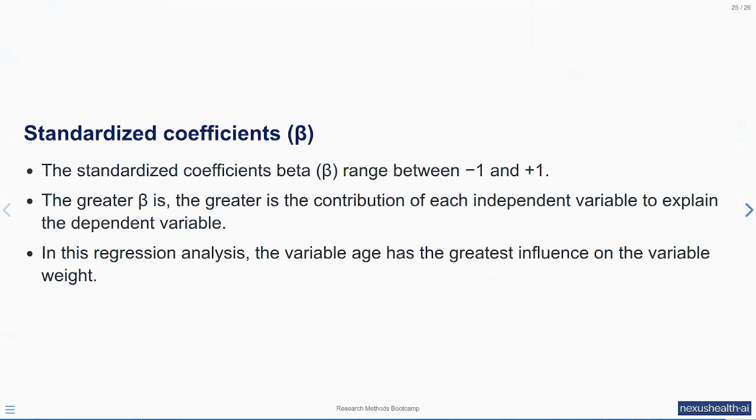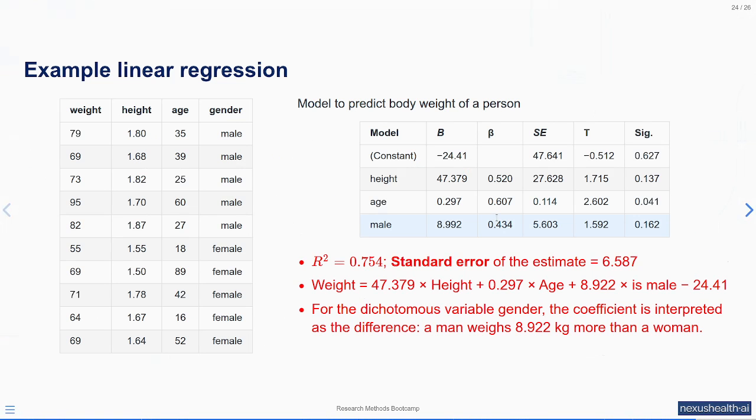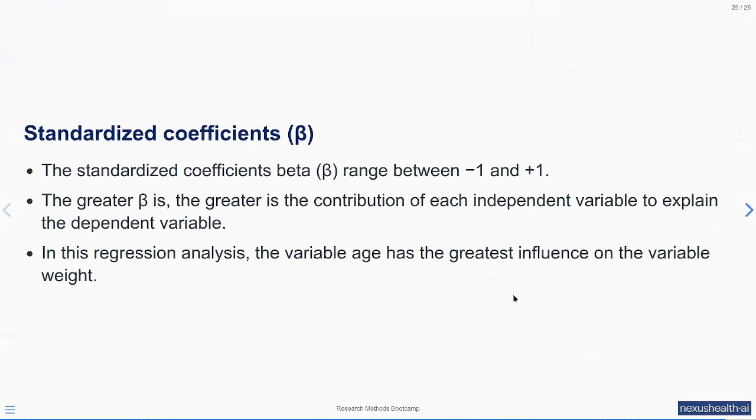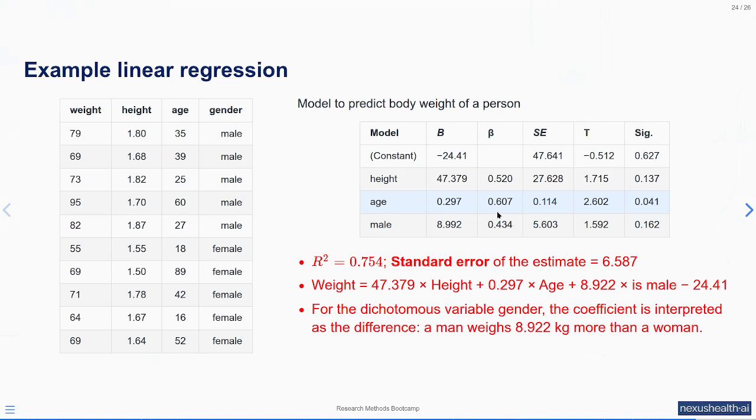Standardized coefficients beta will range between -1 and +1. So you can see here that none of these variables exceeds either extreme of -1 or +1. The greater beta is, the greater is the contribution of each independent variable to explain the dependent variable. And so in this regression analysis, the variable age has the greatest influence on the variable weight. Yes, because look at the standardized coefficient. That of age is the largest. So it tells us that age has the greatest influence on weight in this model.